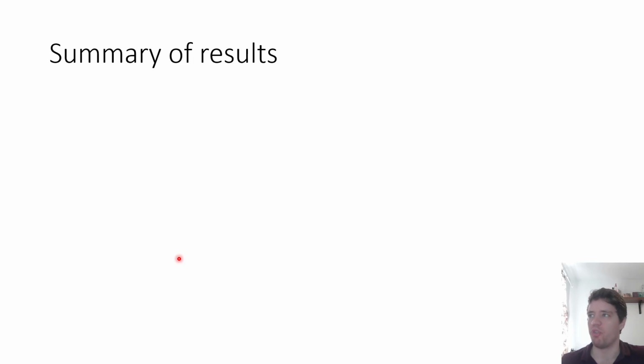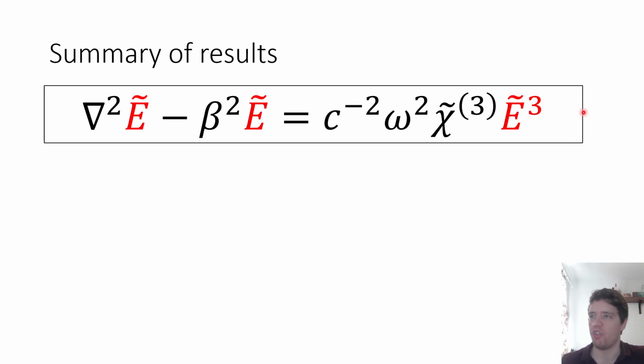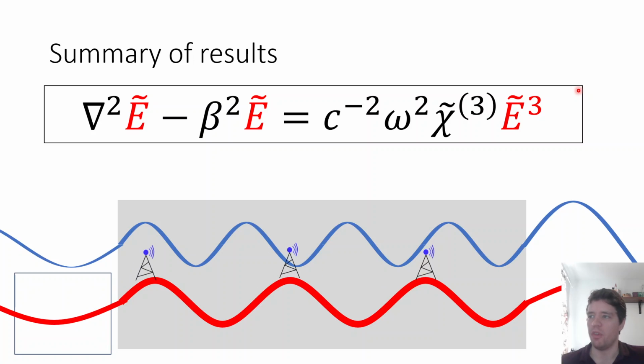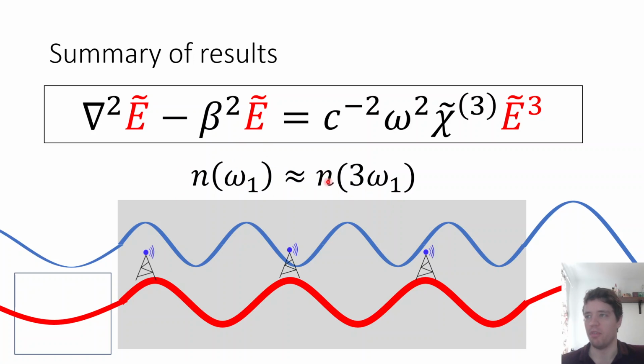Okay, so just to summarize all the results, we've shown that this equation here can be used to model the propagation of light inside of a medium subject to a so-called chi-3 nonlinearity. We've seen that we can understand the process of phase matching by thinking about these little antennas that are riding on waves and then dumping power from one frequency into another one. And that in turn explains why you must have that the refractive index at one frequency is equal to the refractive index at 3 times that frequency in order to get efficient third-harmonic generation.